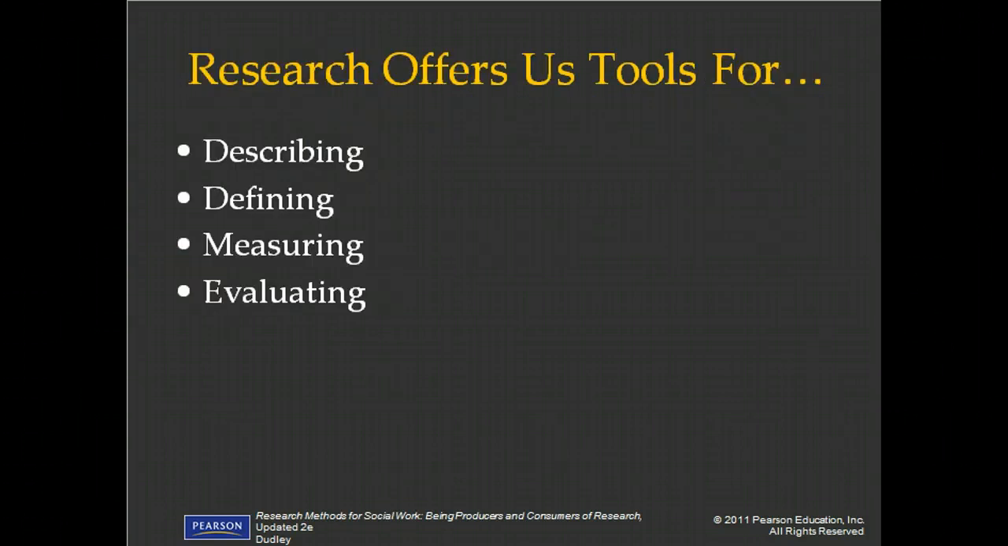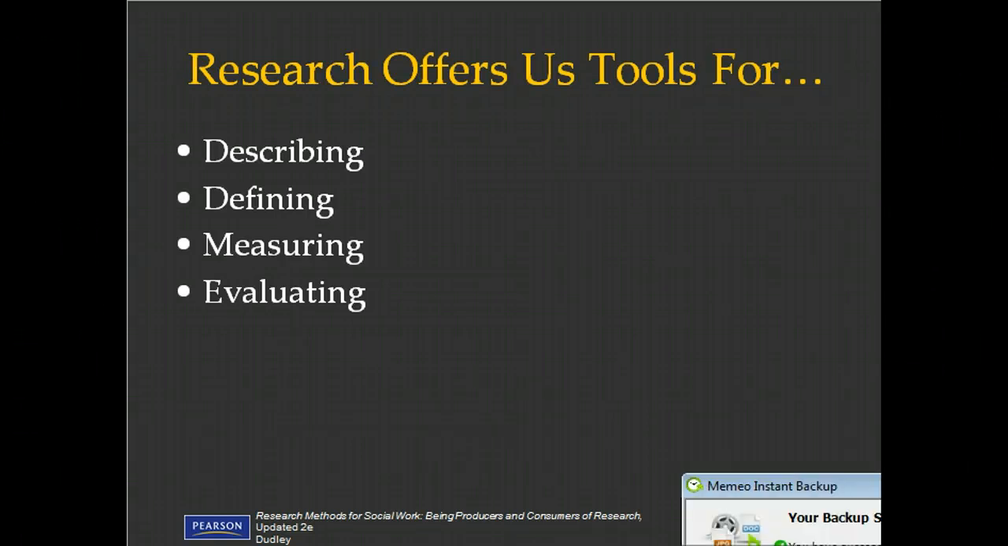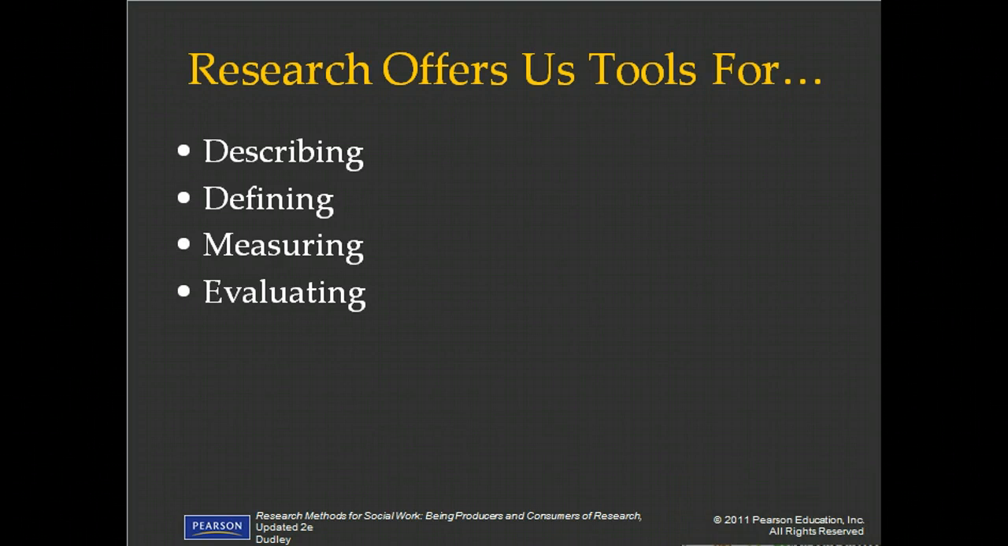So chapter 1 is all about making an argument for why you should be taking this class and why you as a social worker should know about research. They talk about the 4 key reasons for why you would want to know about research. What's the purpose? Why do we use research? The 4 definitions they give in your text are describing, defining, measuring, and evaluating.